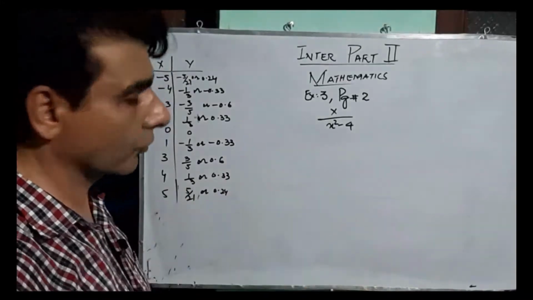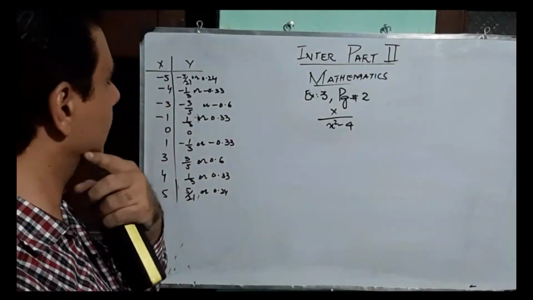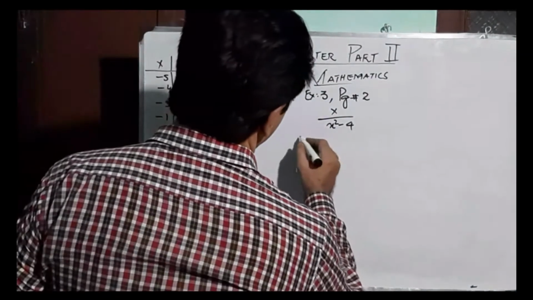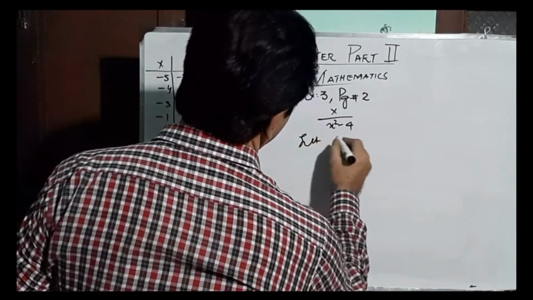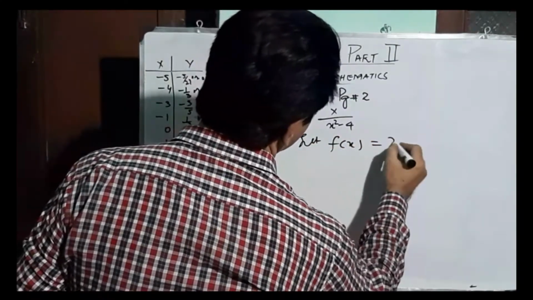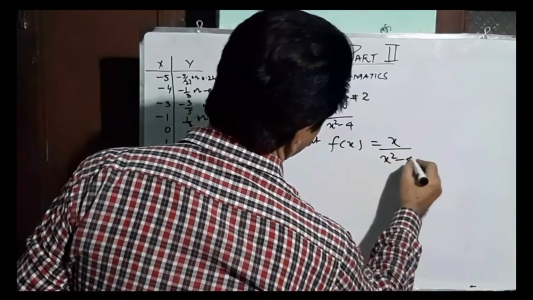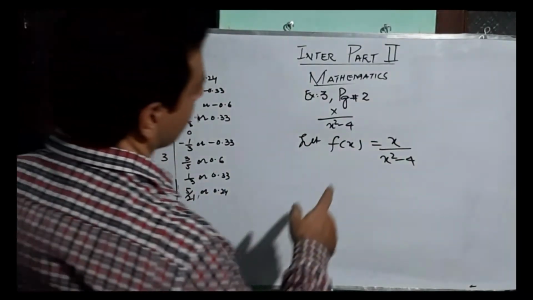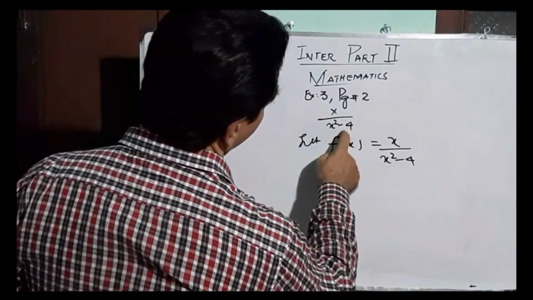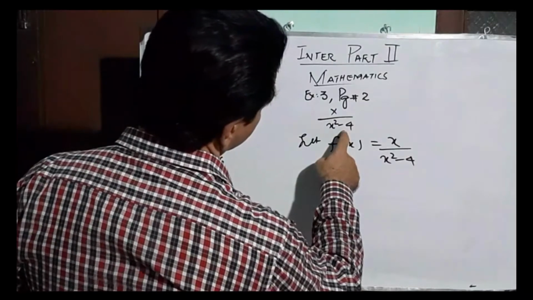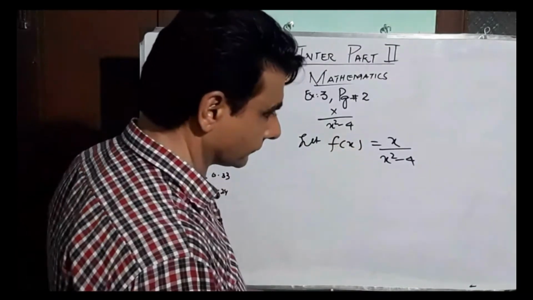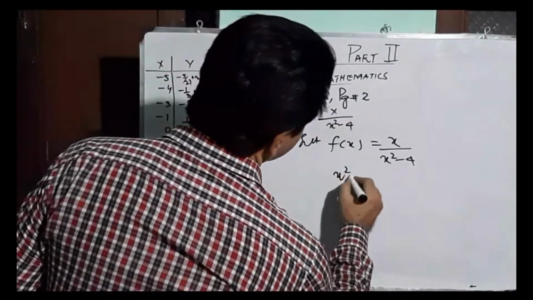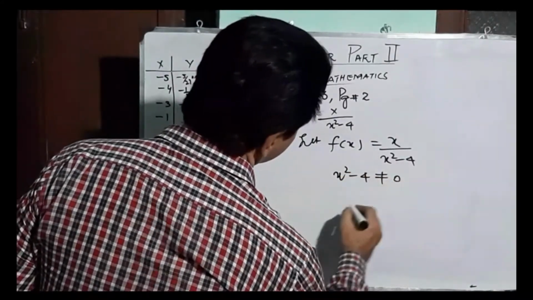Number 3, page number 2 of your book. Let f of x equals x over x square minus 4. Here there is a restriction. The denominator must not be equal to 0. So x square minus 4 not equal to 0.